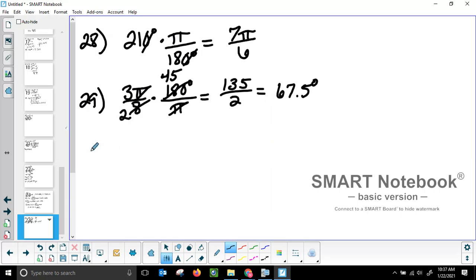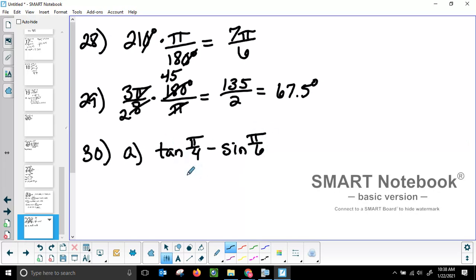All right, 30. Find the exact value of each expression. And A says tangent of pi over 4 minus sine of pi over 6. From our unit circle, we know tangent of pi over 4 is 1. We know sine of pi over 6 is 1/2, so this just equals 1/2.